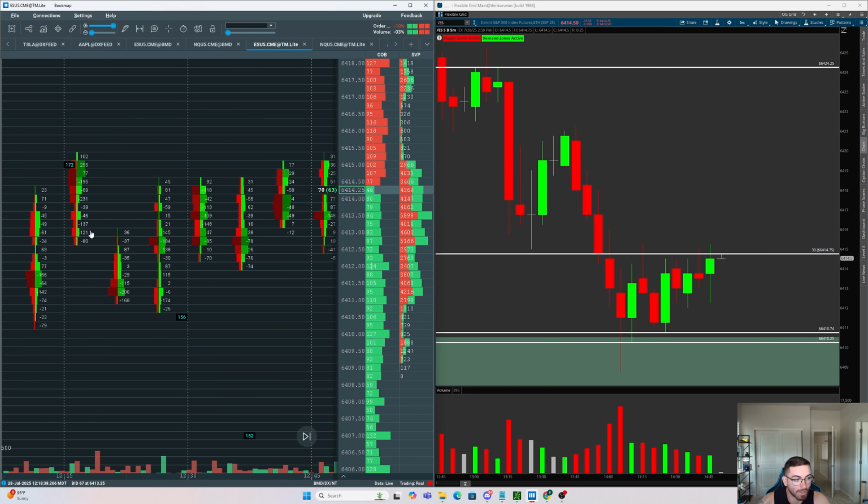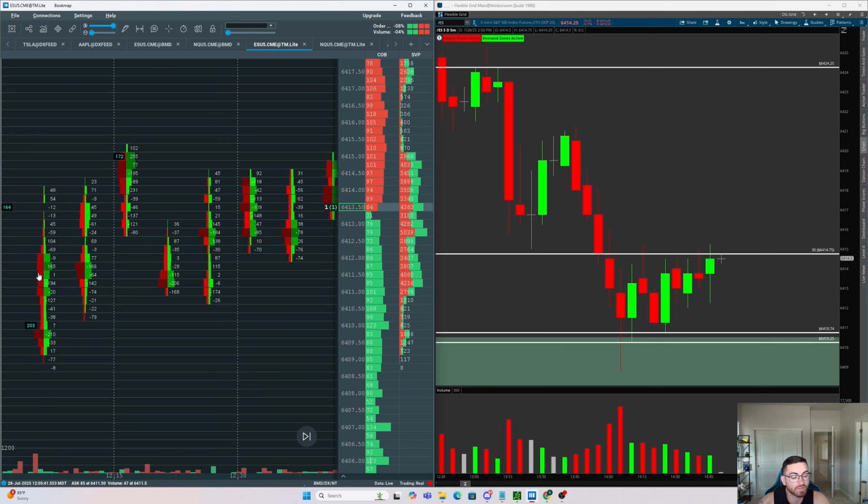If we wanted to see a breakdown below a key level, we would want to see a lot of negative delta. If there was a lot of positive delta, however, within the footprint, we know that's likely going to be a false breakdown. But if it does confirm, then obviously you can take the trade and use proper risk management.